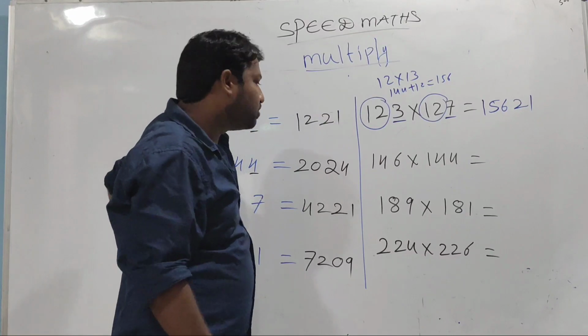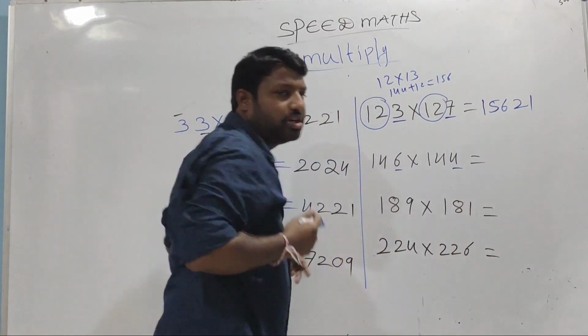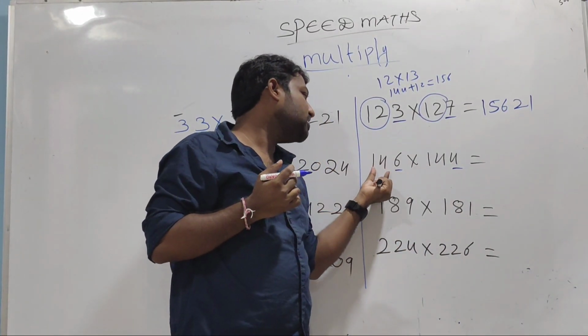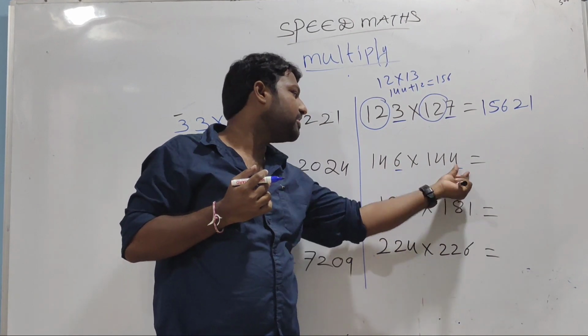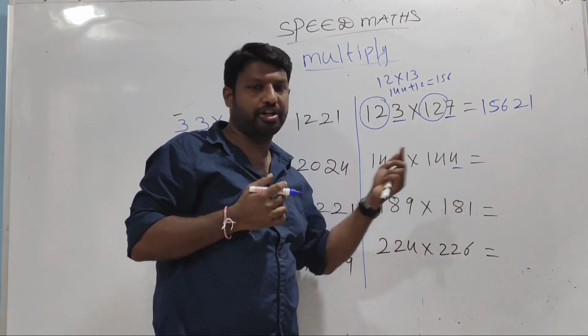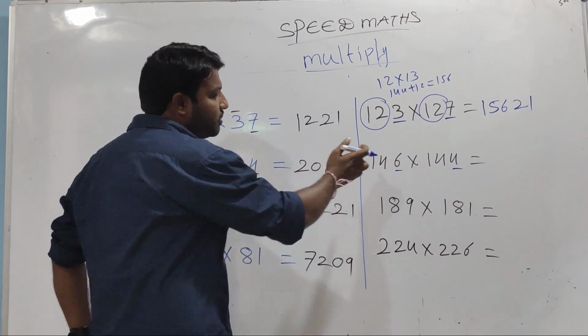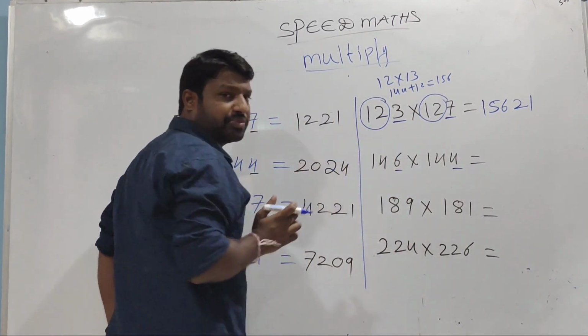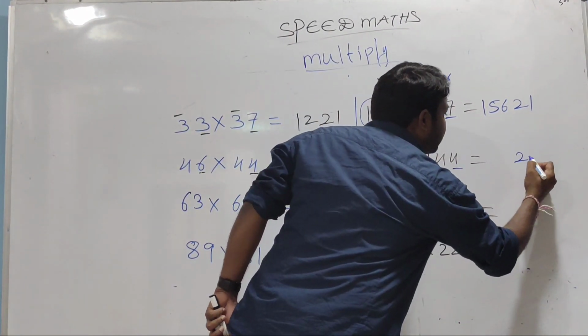Now see this. 146 into 144. So em chestam? Last digit ikkada 6 undi, ikkada 4 undi. So 6 plus 4, 10. Mundu digits ikkada 14 undi, ikkada 14. So last digit is 6 and 4. Before digits is 14. Here also 14. So my condition is satisfied. So directly what I will do, I will multiply these two numbers. Okay. 6 into 4. 6 4s are 24. I will write 24 here.